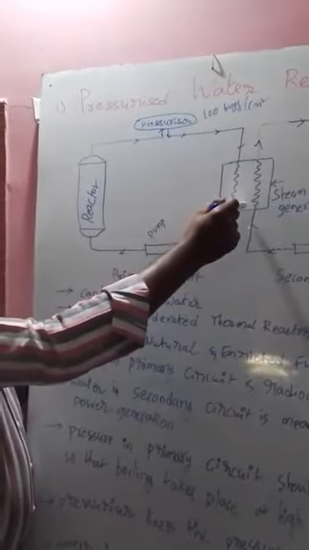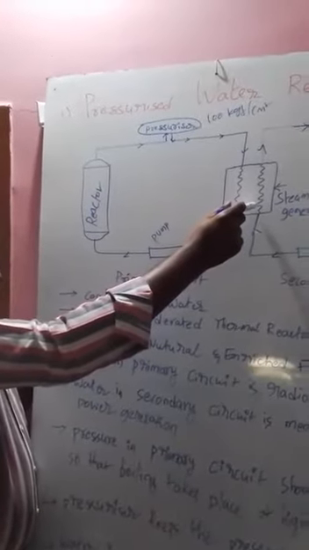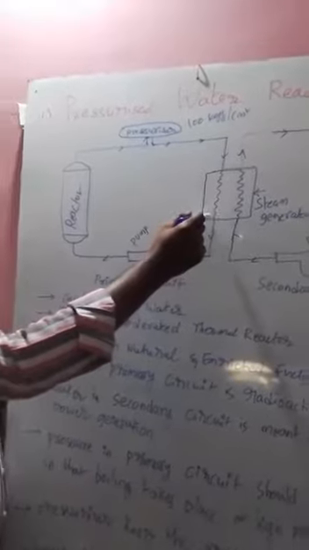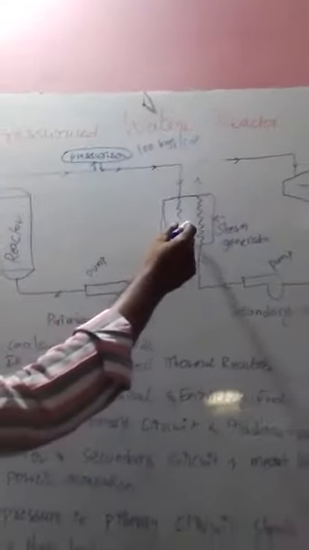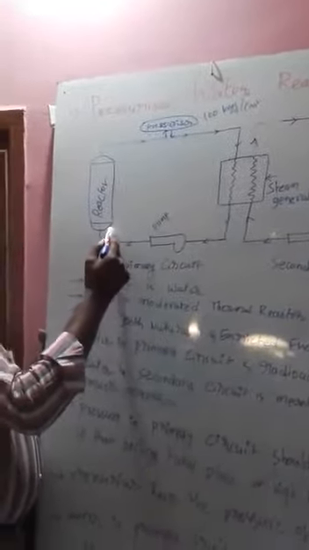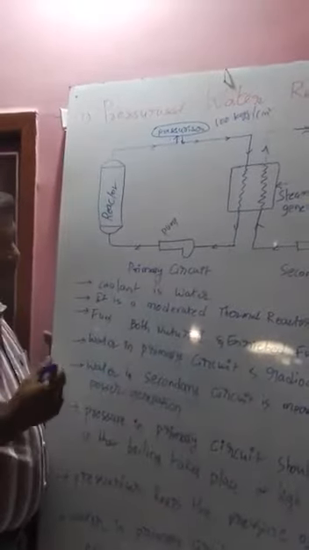Here it exchanges or transfers the heat to the water which is circulating in the secondary circuit, and as it rejects the latent heat to the working fluid circulating in the secondary circuit, steam condenses into liquid. This liquid will be pumped back to the nuclear reactor. In this way, the working fluid in the primary circuit circulates.